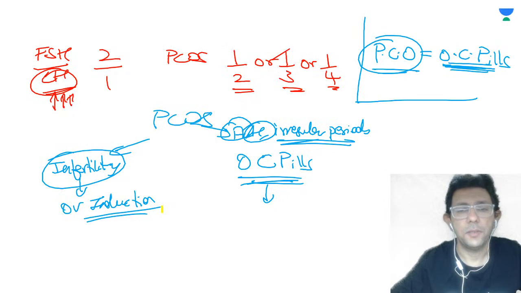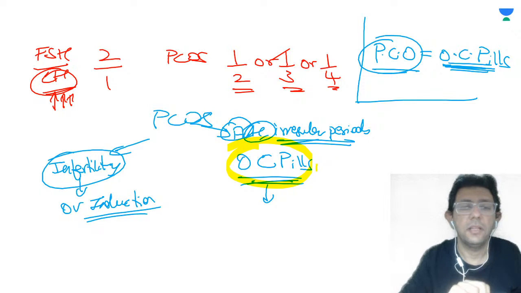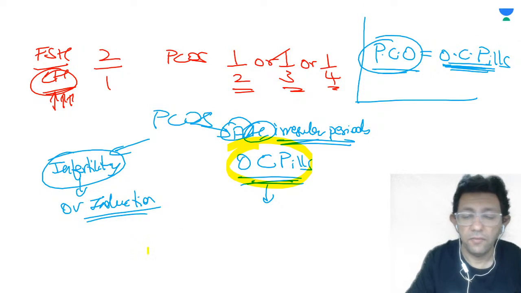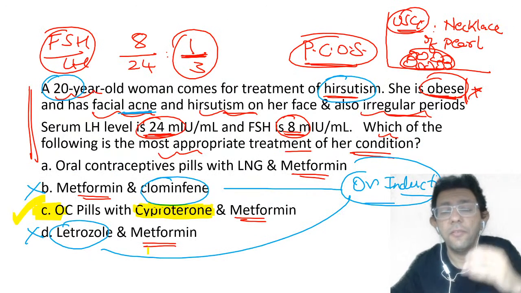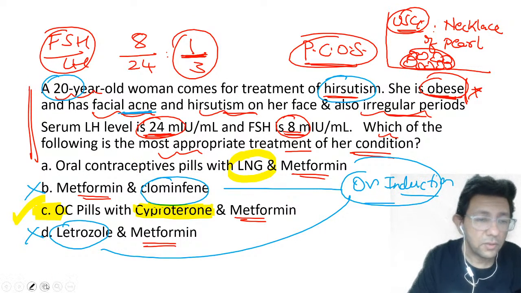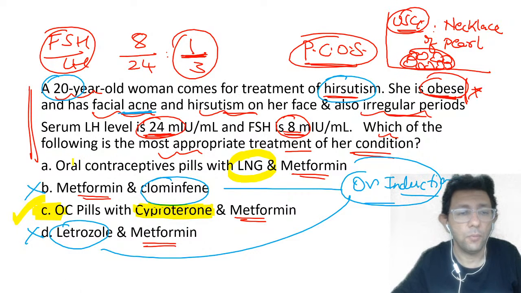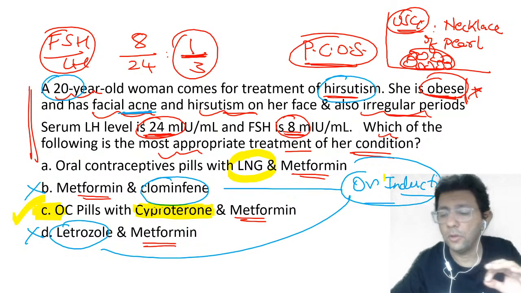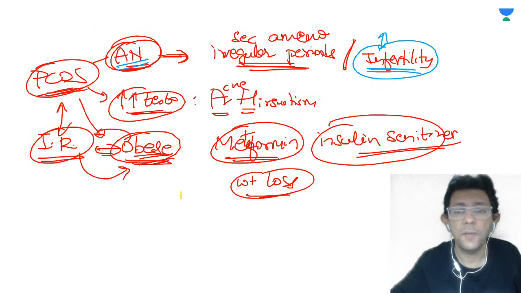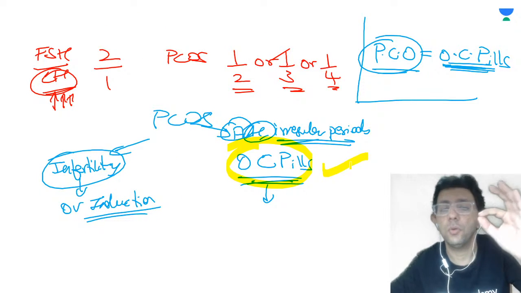So all of you please pay attention that yes, any OC pills can be given, but one with cyproterone is preferred. In fact, LNG is a very high level MCQ point, that LNG should be avoided. So yes, in a simple MCQ it will be only OC pills. Please understand, a simple MCQ will only need OC pill, and OC pill is also correct.